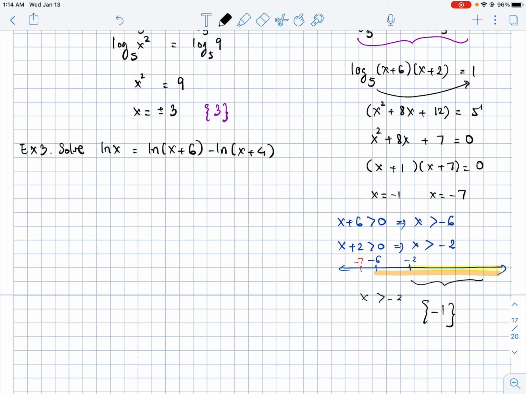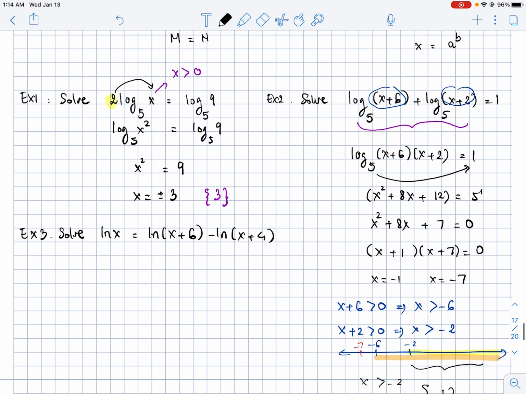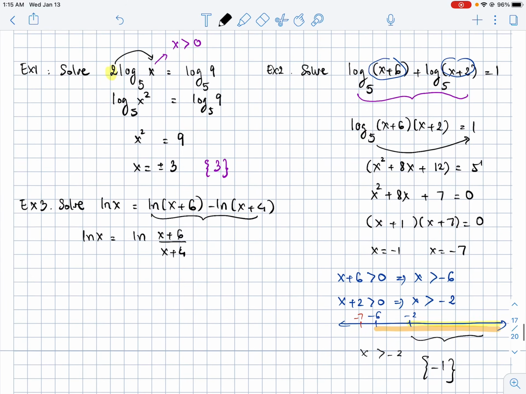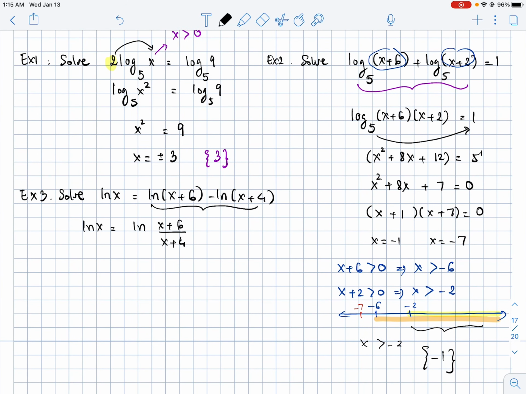In example number 3, everything is log base e. We are thinking about case number 1. So in case number 1, we will have log on both sides. We can combine this. So ln of x equals ln of x plus 6 divided by x plus 4. The minus becomes the division. Now you can set the m and the n equal.